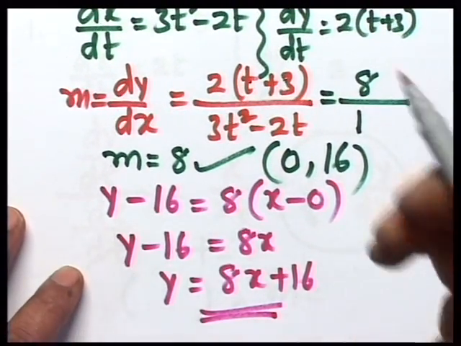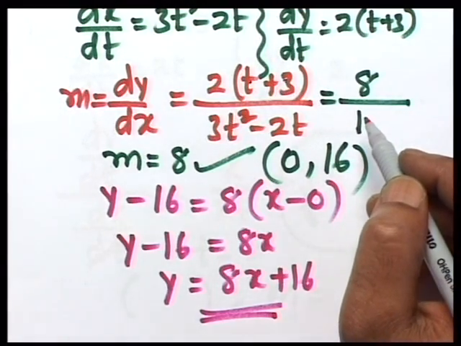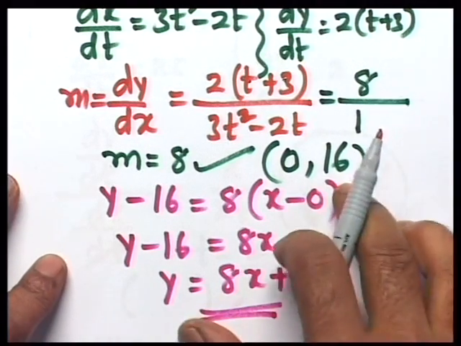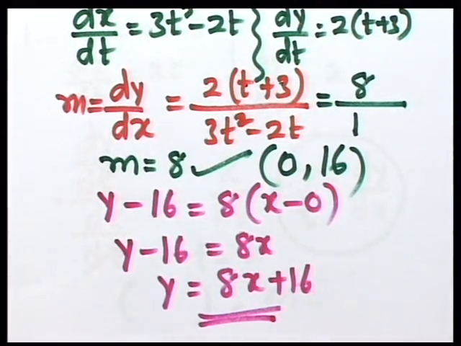By the way, if they ask you to find the equation of the normal, you do exactly the same. Once you get the m value, make it upside down and change the sign to find the equation of the normal. Okay? That's the equation of the tangent we have done. Now, I'll give you one more question for you to do.